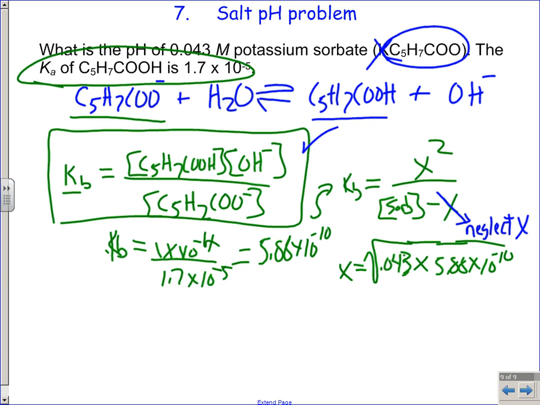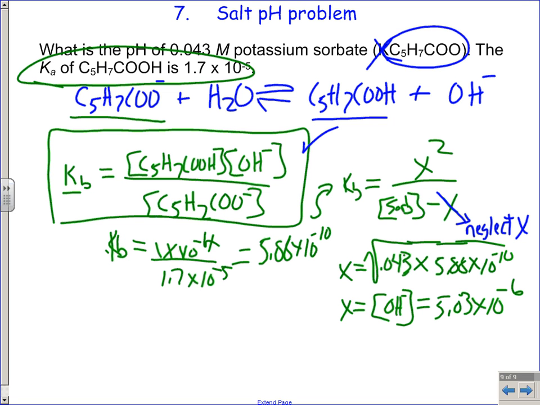Now, when I plug that in and solve for x, and remember x is going to equal the OH minus, which is going to equal our sorbic acid, x ends up equaling here 5.03 times 10 to the negative sixth.